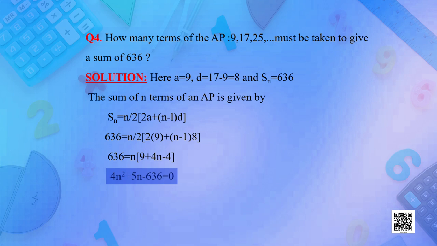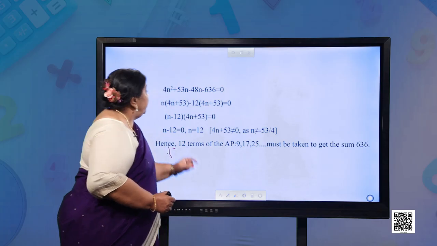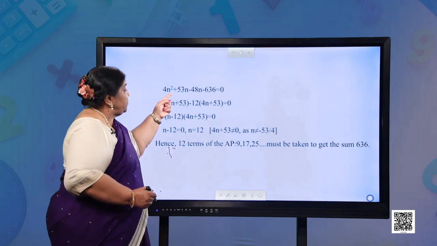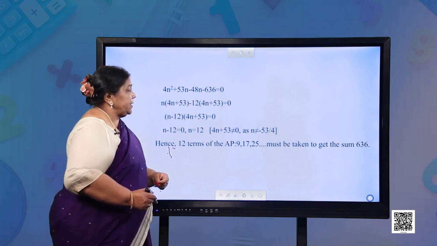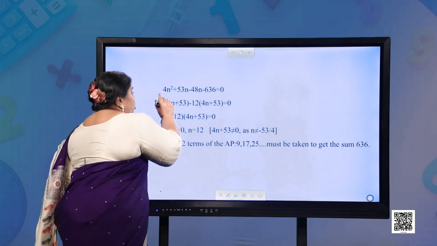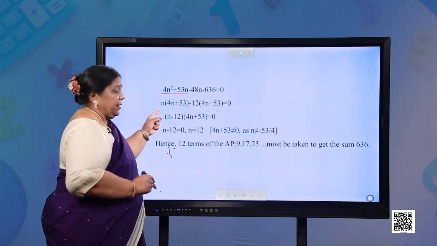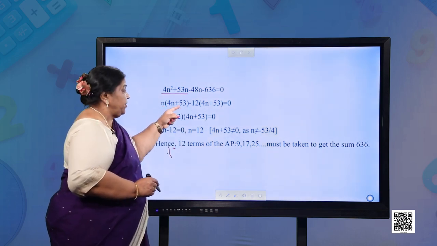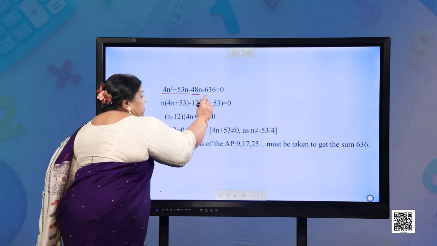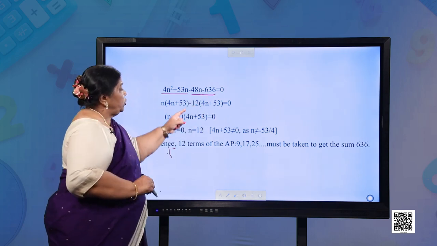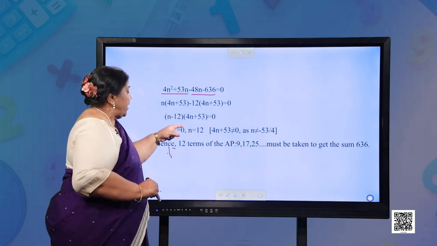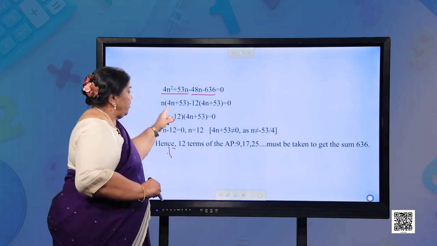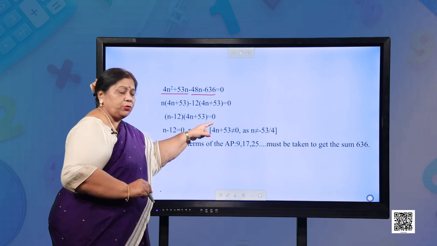Let us solve this quadratic and find out the value of n. We have 4n square plus 53n minus 48n minus 636 is equal to 0. Now, what is common in these two terms? n is common. So, n into 4n plus 53. Here, you can observe 12 is common. So, you get 4n plus 53 here also. Thus, two factors are n minus 12 and 4n plus 53 is equal to 0.